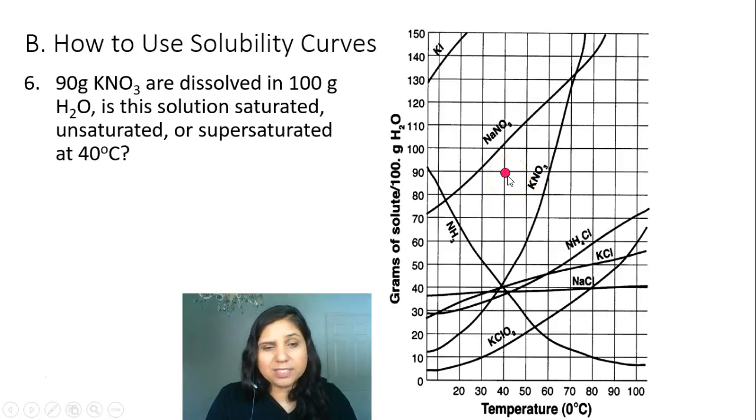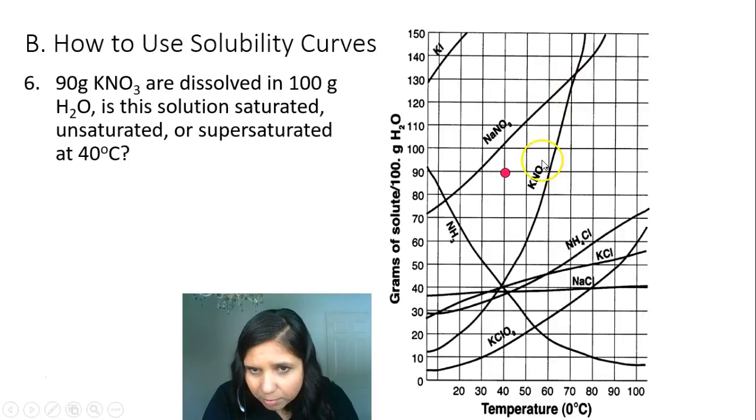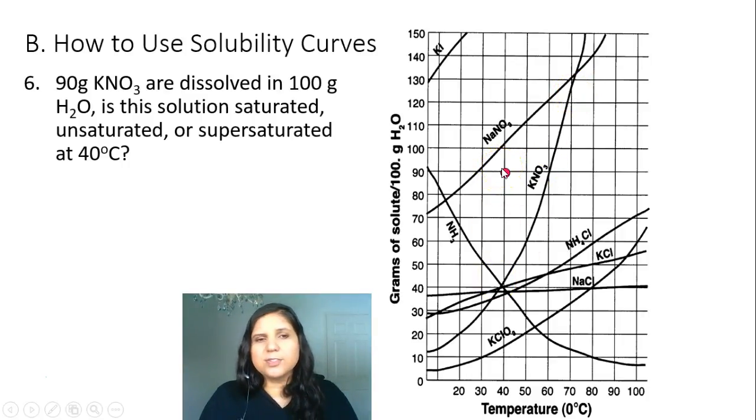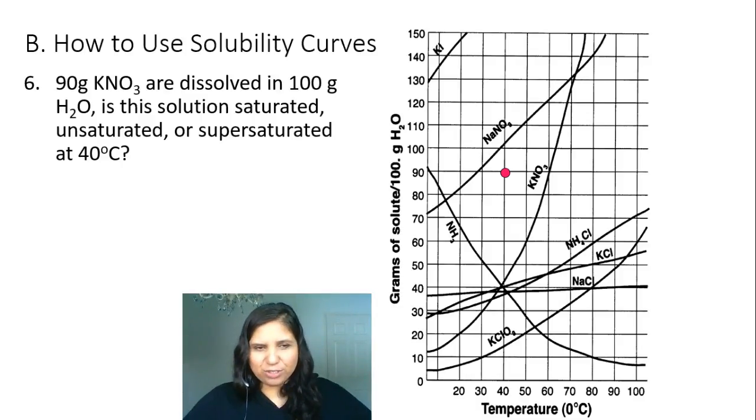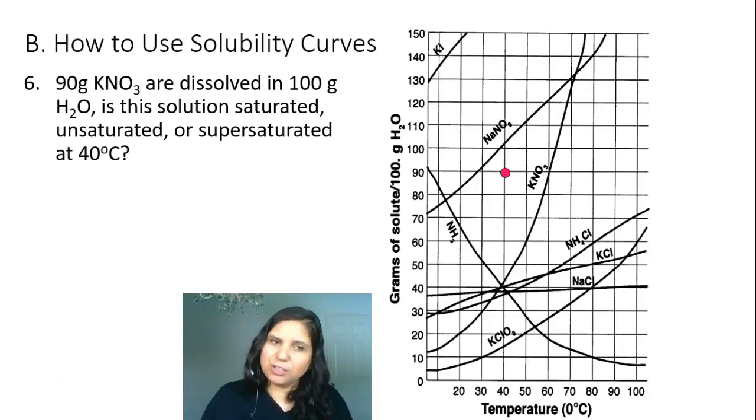Okay. So we have to see where this dot is in relation to the potassium nitrate line. It is way above this potassium nitrate line. Okay. So it's above it and it's dissolved. If we just put it in there and it didn't say it was dissolved, we just added it, it wouldn't actually make a supersaturated solution. It would make a saturated solution with a bunch of solute at the bottom.